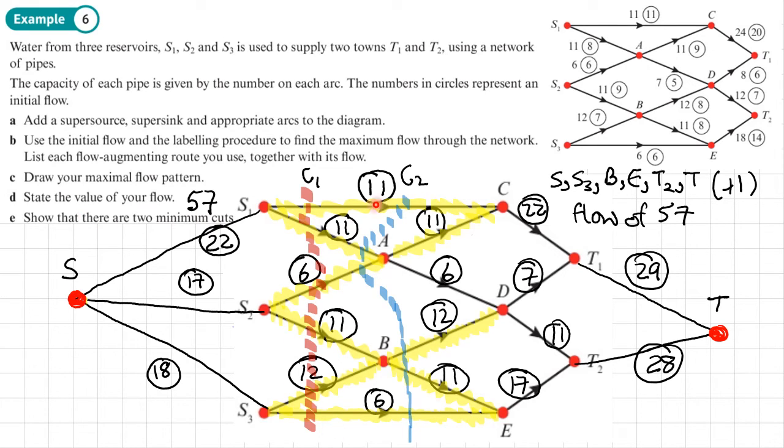And if we work out the value of these cuts, they are both 57, which matches the flow, so we know that flow is a maximal flow.